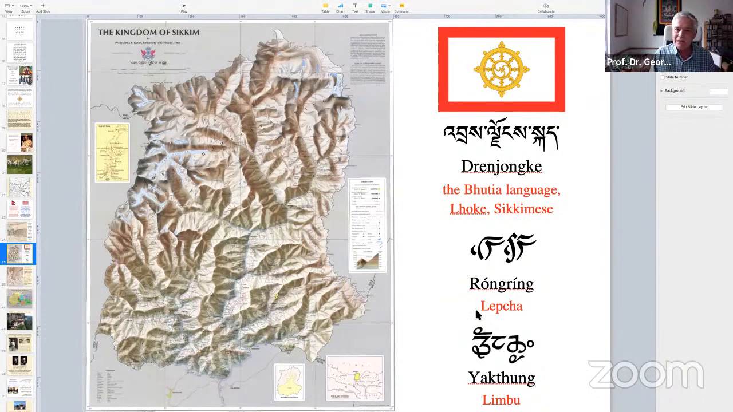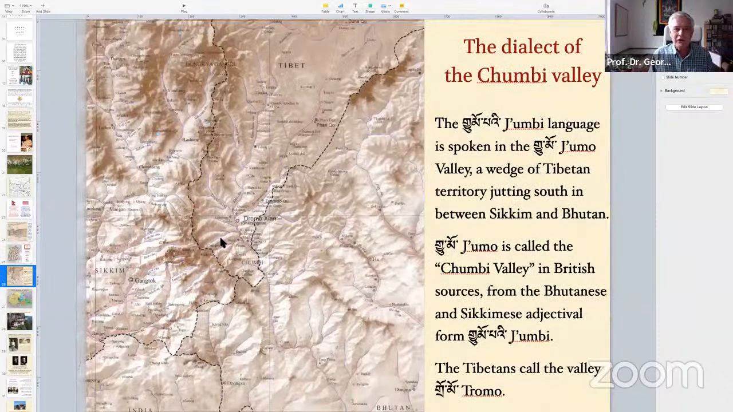The Chumbi Valley, of course, was also originally under Sikkimese control, but is under Tibetan control. And it lies in between Sikkim. And here you have Lachung, this area. The language spoken in the Chumbi Valley, the name of which is basically a British transmogrification of Chumo. Chumo in the adjectival form becomes Chumbi. And then Tomo in Tibetan, this valley. It is like the dialect of Lachung here, and a little bit intermediate between what is spoken in Lachung and Ha. But it is closer to the form of speech spoken in Lachung.